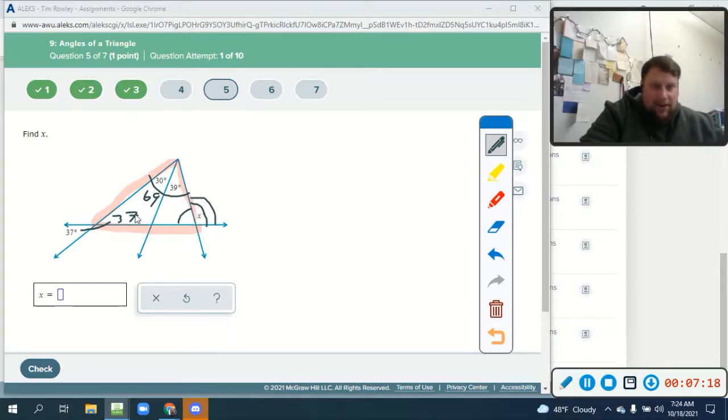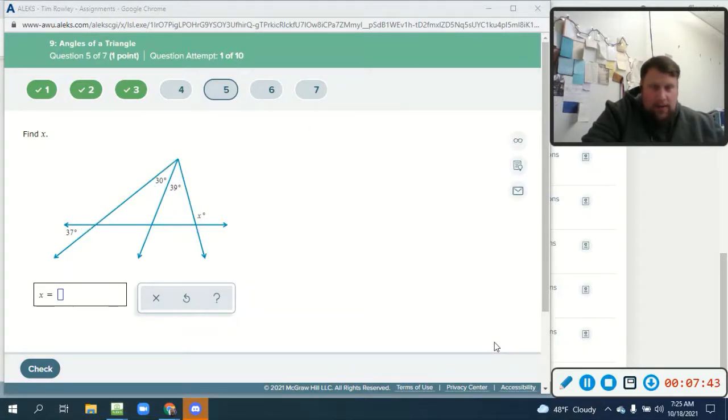So check this out. 37 plus 69 is what? 99, 106. So I have 180 minus 106. Boom, and that gets me what, 74? So I know that right here I have a 74. Can't write it very good, but right there's a 74. I'll just do that though. What just happened? That is so sad.